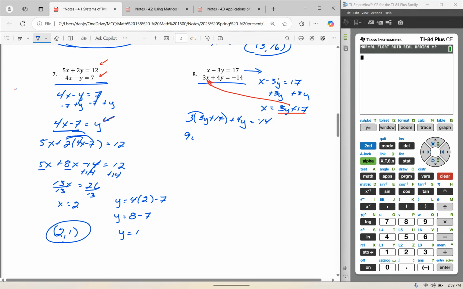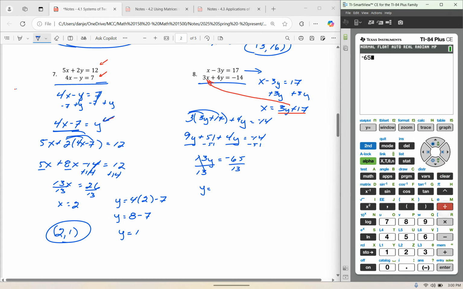Distribute the 3, we have 9y. Distribute the 3 to the 17 is 51, plus 4y equals a negative 14. When we combine the 9y and the 4y, we'll have 13y. And now we're going to subtract 51 from both sides, and that's going to equal a negative 65. Dividing both sides by 13, y will equal negative 65 divided by 13, which should give us a negative 5.